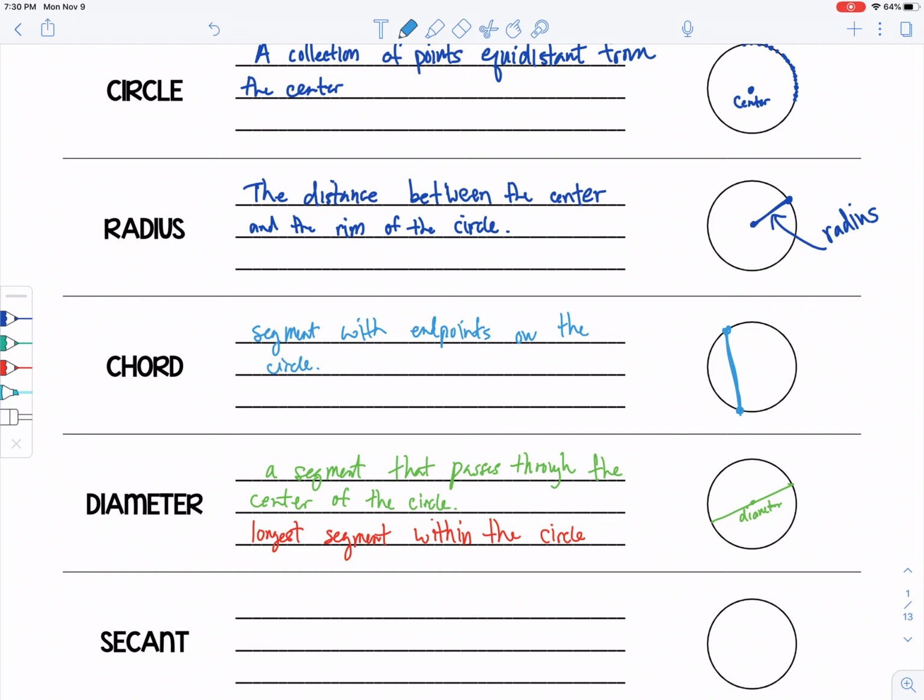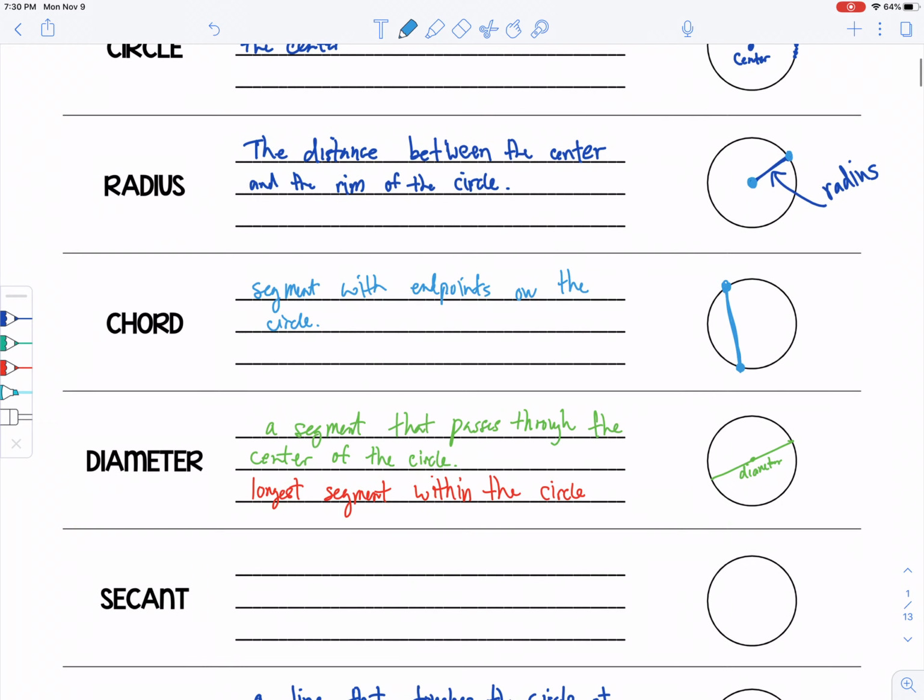If we were to compare this to a radius, a radius does not have both endpoints on the circle. It has one endpoint in the center, and one endpoint on the circle. Okay? As opposed to the chord, where both endpoints are along the circle.